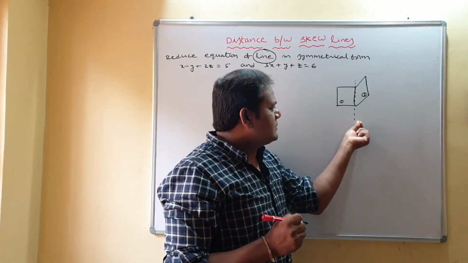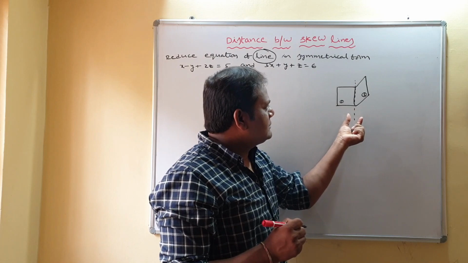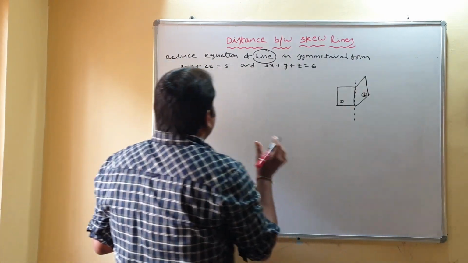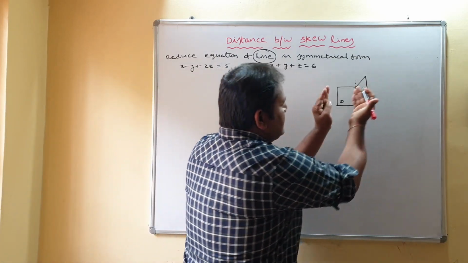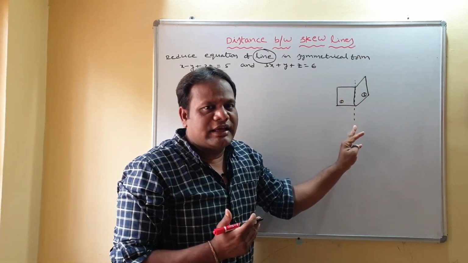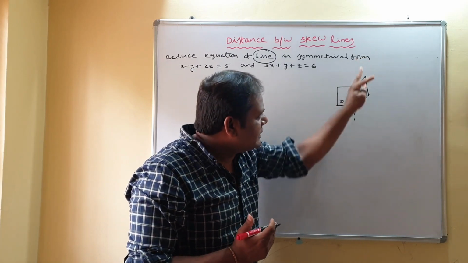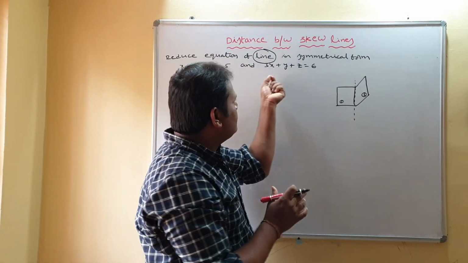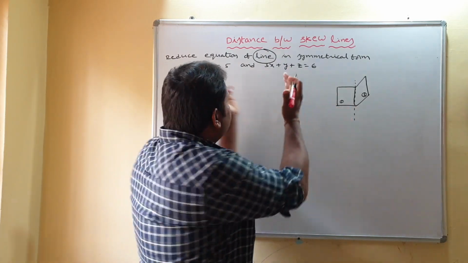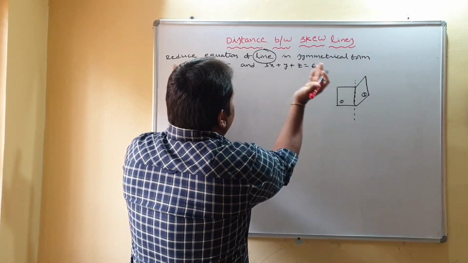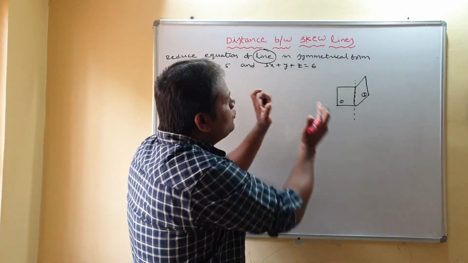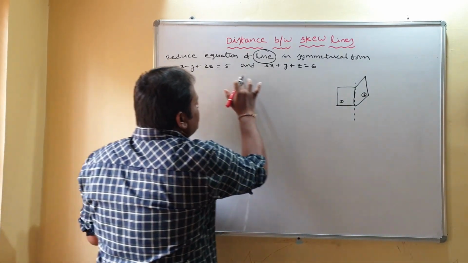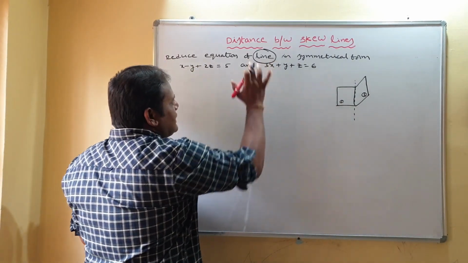So this line equation represents a combination of two planes. I mean, if two planes intersect each other, one line is formed. So this line equation is denoted by the first plane equation and the second plane equation. The intersection of two planes gives what? A line. So that is the reason they call these two equations a line.